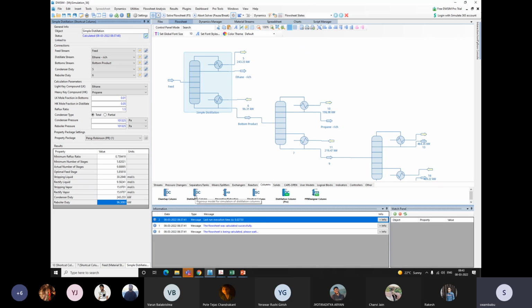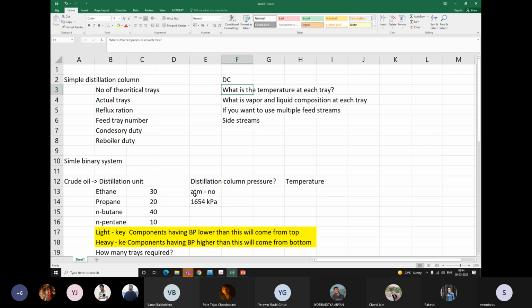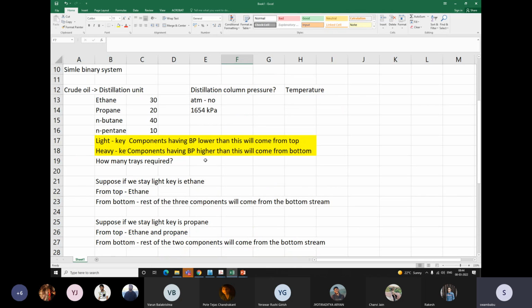We have to use the DC option. This is also known as the rigorous distillation column. You can see here, rigorous model for simulation of distillation column. This helps you get the temperature of each tray, the vapor and liquid composition in each tray, and if you want side streams or multiple feed streams, we can use this one. The simple distillation column cannot be used.